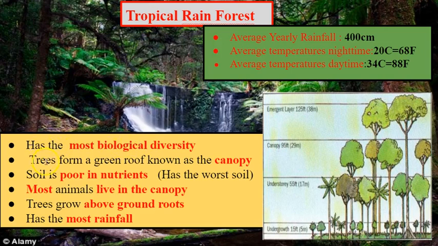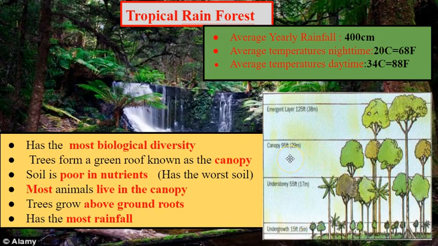Now the trees in this biome are going to form a very dense green roof, which is known as our canopy. Now the canopy, as we can see right over here in this image, makes up one of the 4 layers of our tropical rainforest. Our topmost layer, which is going to be directly above our canopy, is going to be our emergent layer. The layer directly below our canopy is going to be our understory layer. And our 4th and final layer, which makes up our bottom forest floor, is going to be our undergrowth layer.